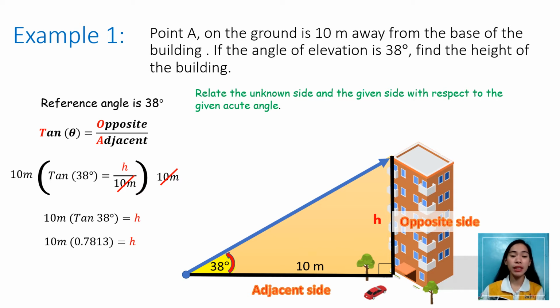Now 10 meters times 0.7813. This one is from tangent 38, right? When we solve using a scientific calculator, we have the result of 0.7813. Then let's multiply 10 times 0.7813. Then the result is 7.813 meters. Okay, so the height of the building is 7.813 meters.